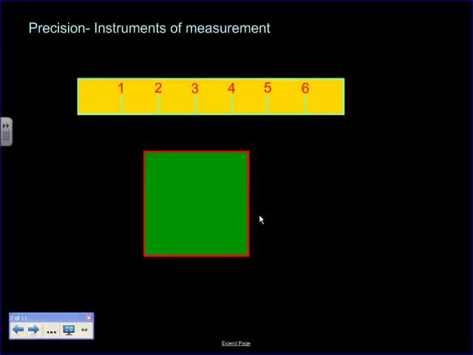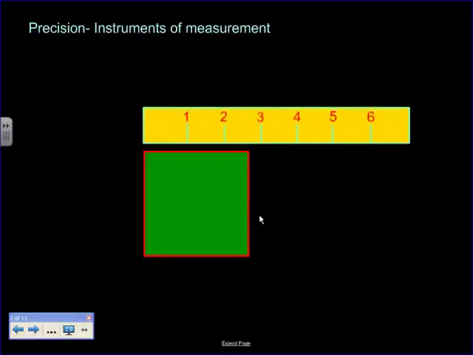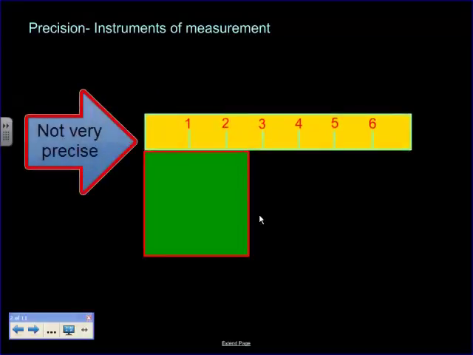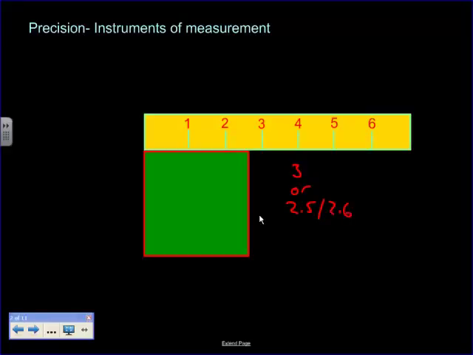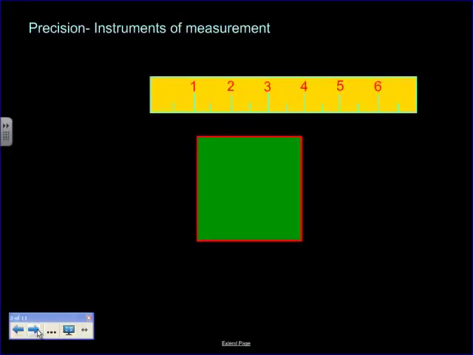SigFigs starts out with the idea of precision. Our instruments of measurement, the things that we use to take measurements, have a certain amount of precision. If we had a ruler like this, marked in just centimeters, only had marks for centimeters, not very precise. If we were going to make a measurement, we'd have to say, well, it's almost 3. Maybe we can make a guess that it's about 2.5 or 2.6. We're sort of estimating that last decimal.